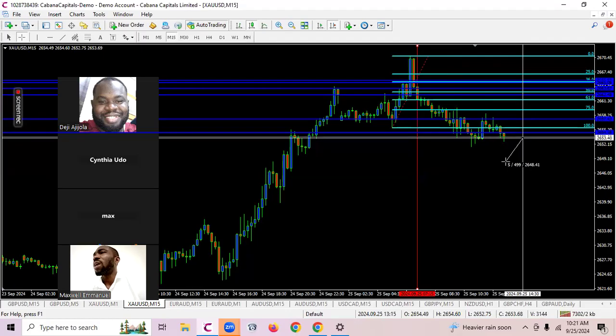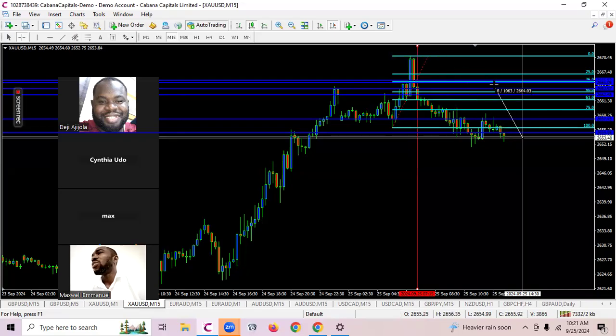So the best price, it's difficult for them to come to this level. It is very possible, but it's difficult. So this is where you set your stop loss, this level. And that's about 175 pips from the current market price. 175 pips, that risk is too high.